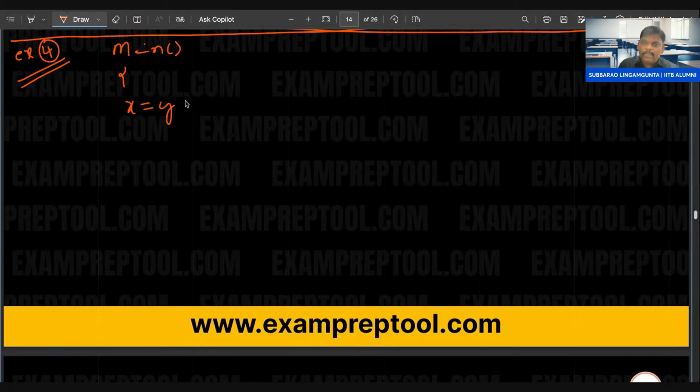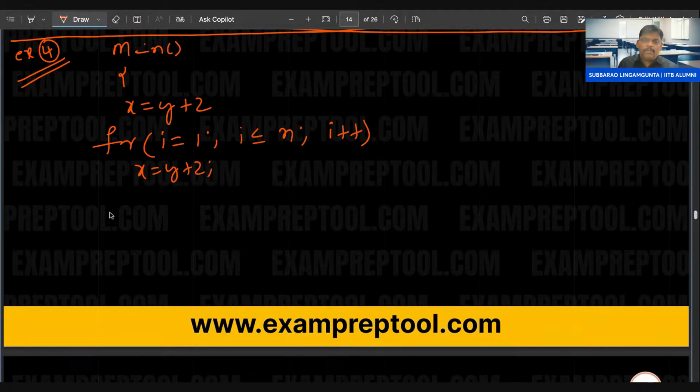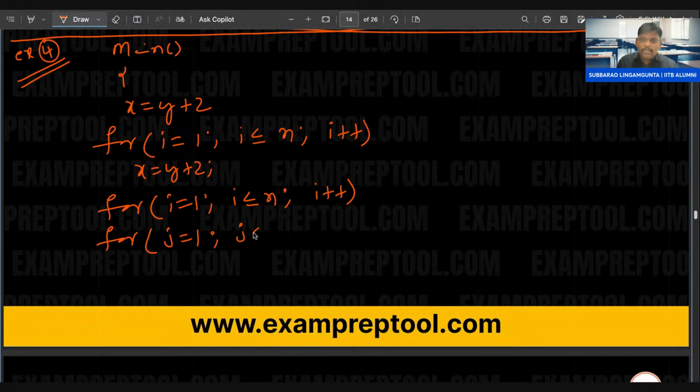x is equal to y plus z. for i is equal to 1, i less than or equal to n, i plus plus. for j is equal to 1, j less than or equal to n, j plus plus, x is equal to y plus z. So end of this.